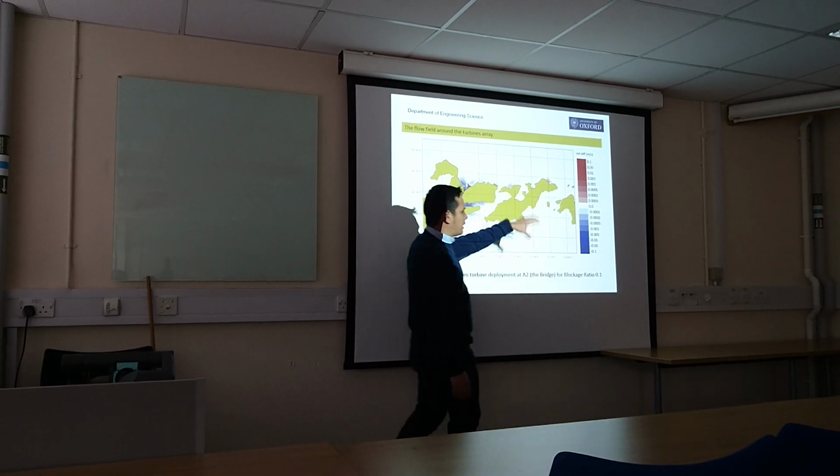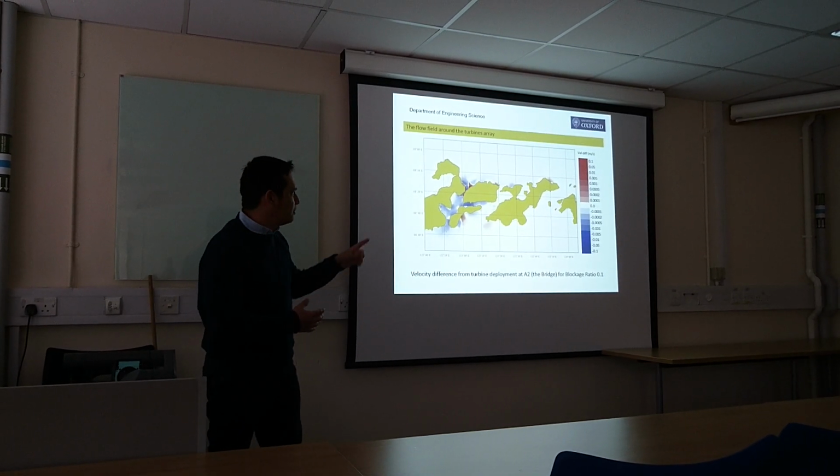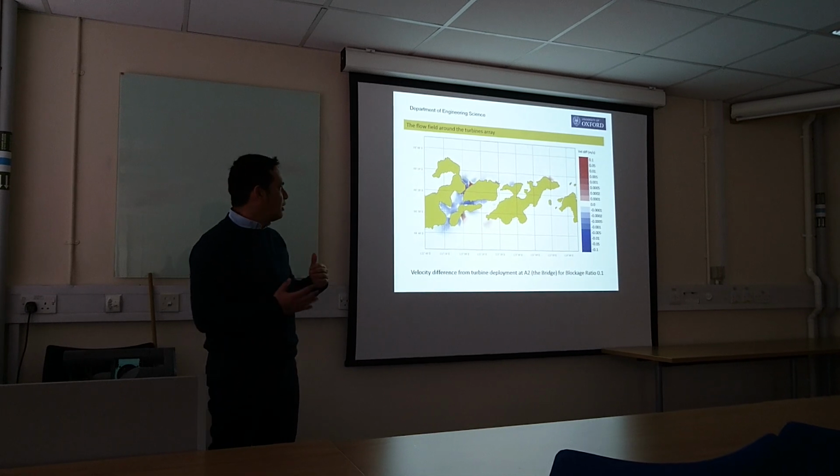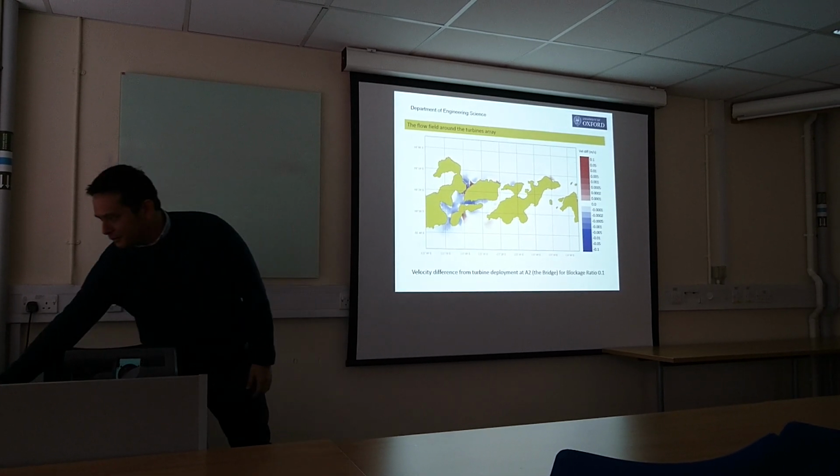The scale is for the minus, or this is red. So the flow in this area is increased. If it's blue, the flow in this area is decreased. Okay. So this is what happened.